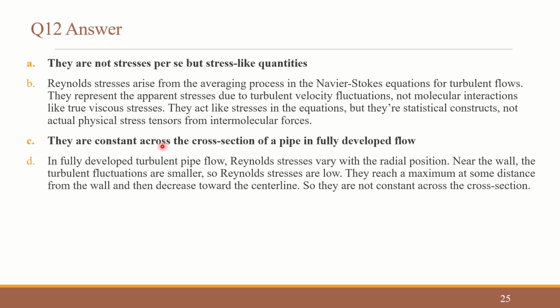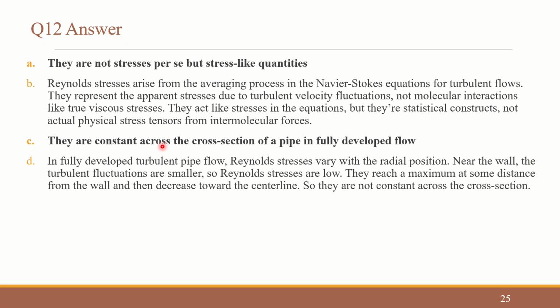So the second statement is actually a false statement. We cannot say it is constant because near the wall they are small, they reach a maximum at some distance from the wall, and again they decrease towards the center line. So they are not constant across the cross section of a pipe in a fully developed flow either. So the second statement is in fact false. First statement is true, second statement is false. So have a look at it. We will move to the next question shortly.